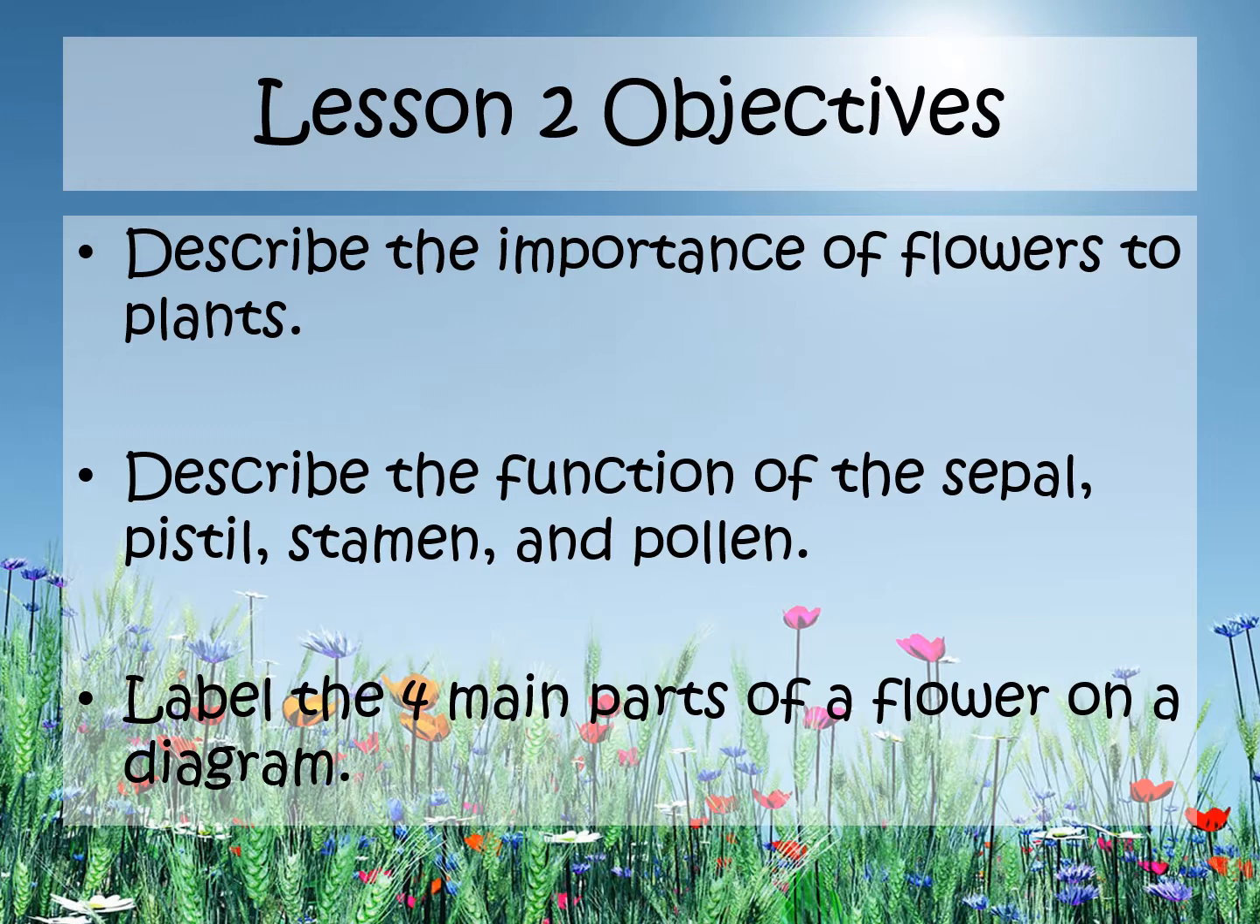First, you will learn to describe the importance of flowers to plants. Then, you will learn about the function of the sepal, pistil, stamen, and pollen. Last, you will label the four main parts of a flower on a diagram.